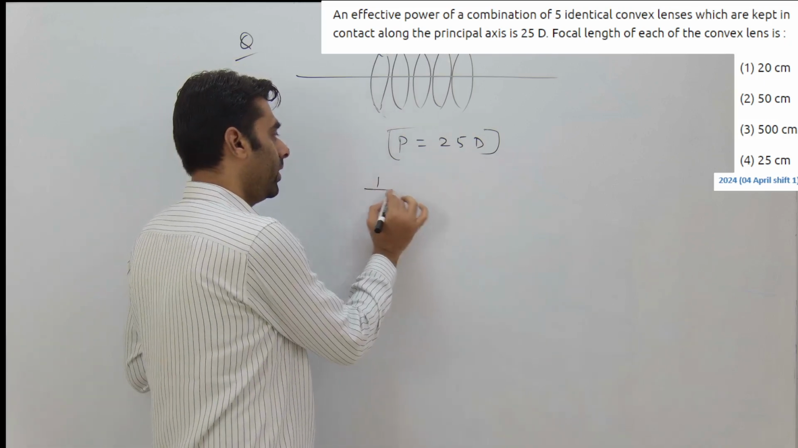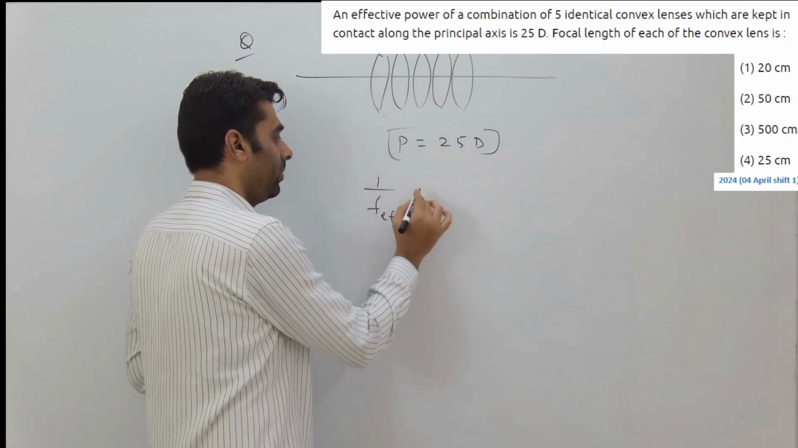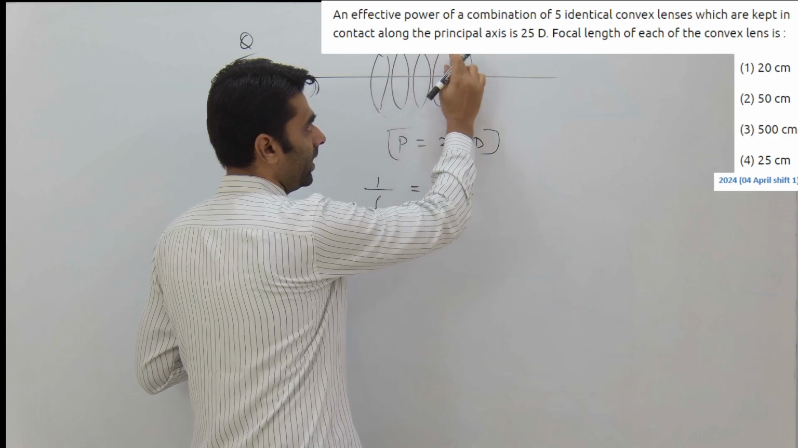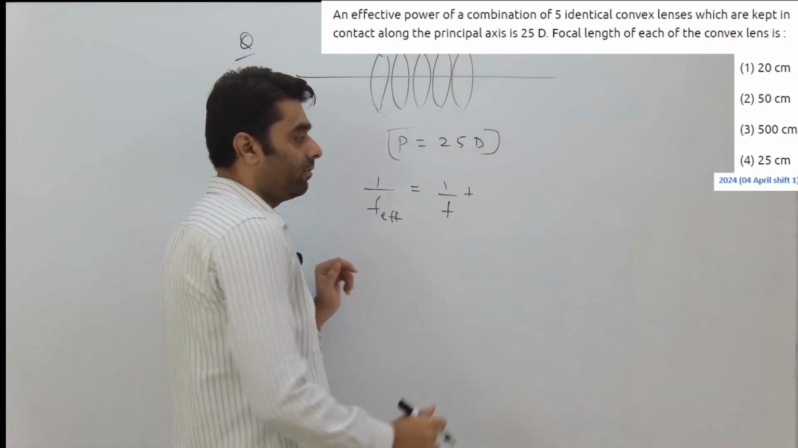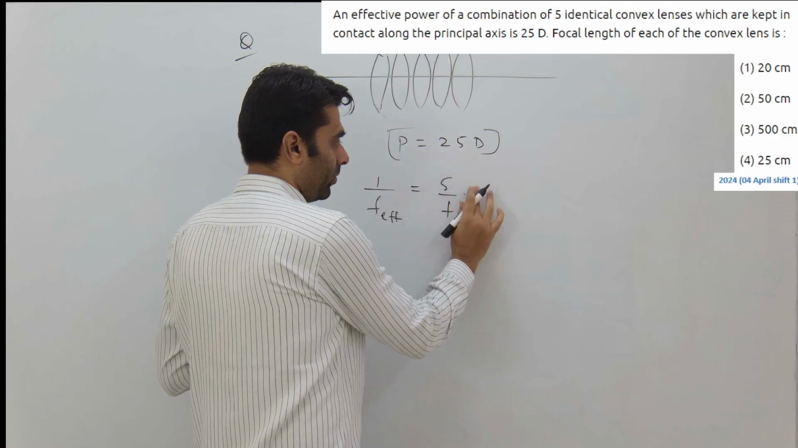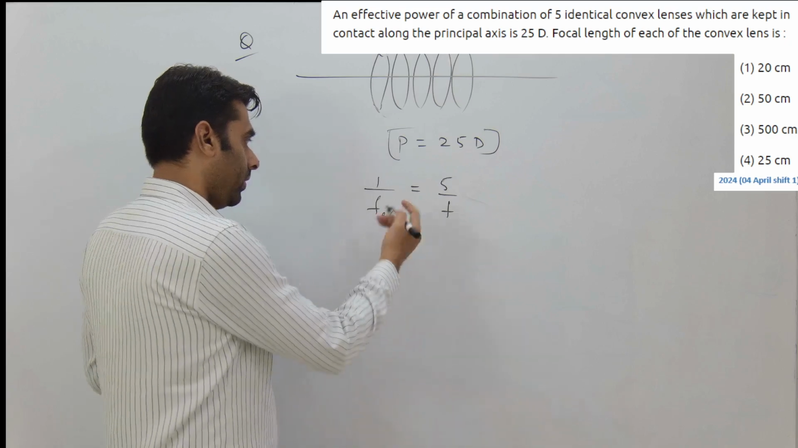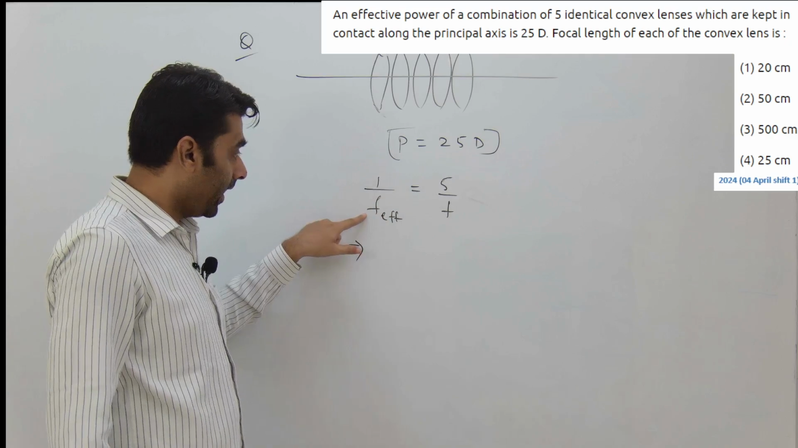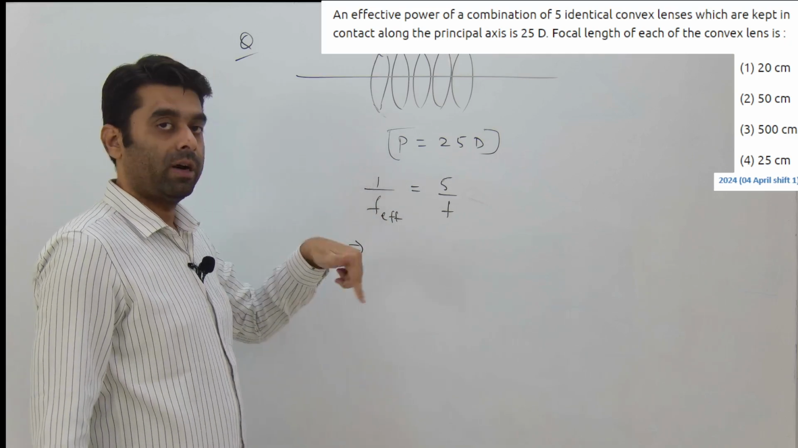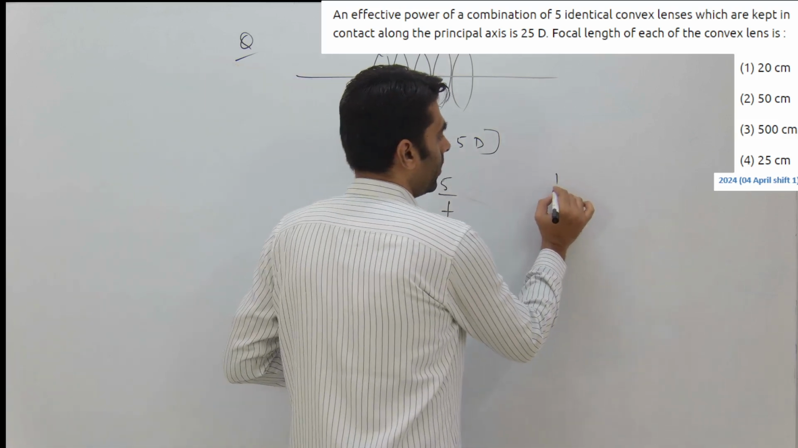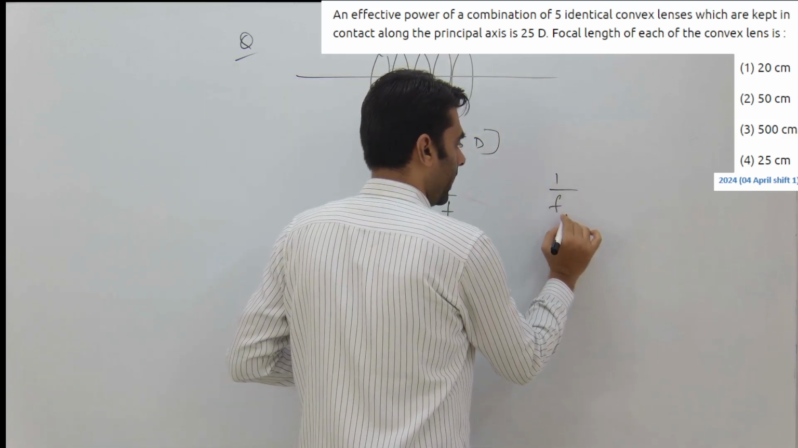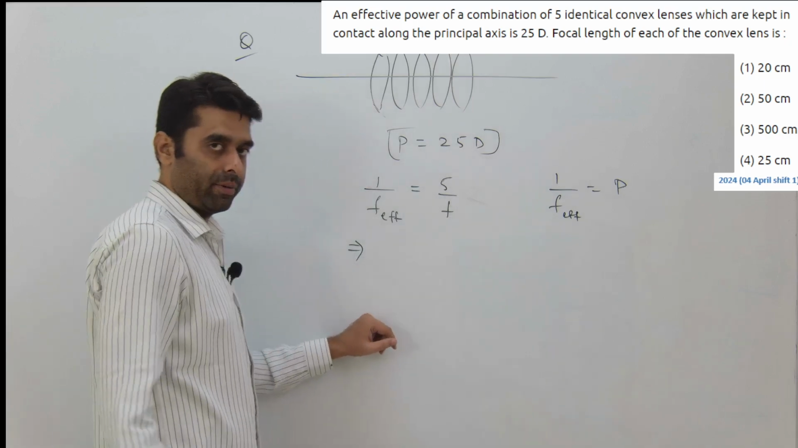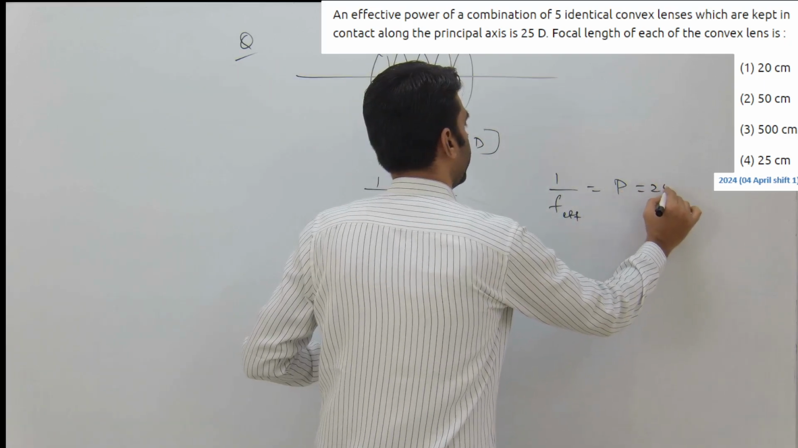So effective focal length: 1 by f effective will be equals to 1 by f plus 1 by f plus 1 by f plus 1 by f plus 1 by f. That is your 5 by f. Directly I am writing, I hope it's okay with you guys, right? They have given us power. From power we can calculate your focal length. So 1 by f effective is nothing but your power, which is equals to 25 diopter.